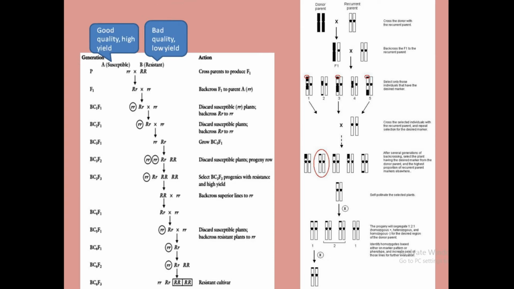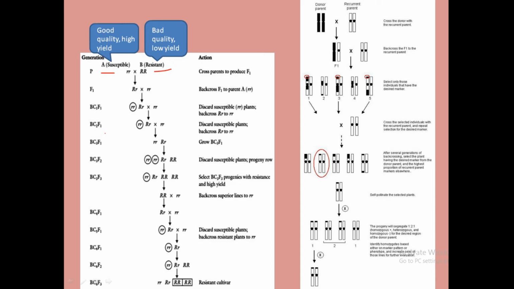So here we have selected two varieties, variety A and variety B. The characteristics of variety A: it is of good quality, it is of high yield, and it is susceptible to a disease. But in case of variety B, it has bad quality grain, it has low yield, but it is resistant to a disease.